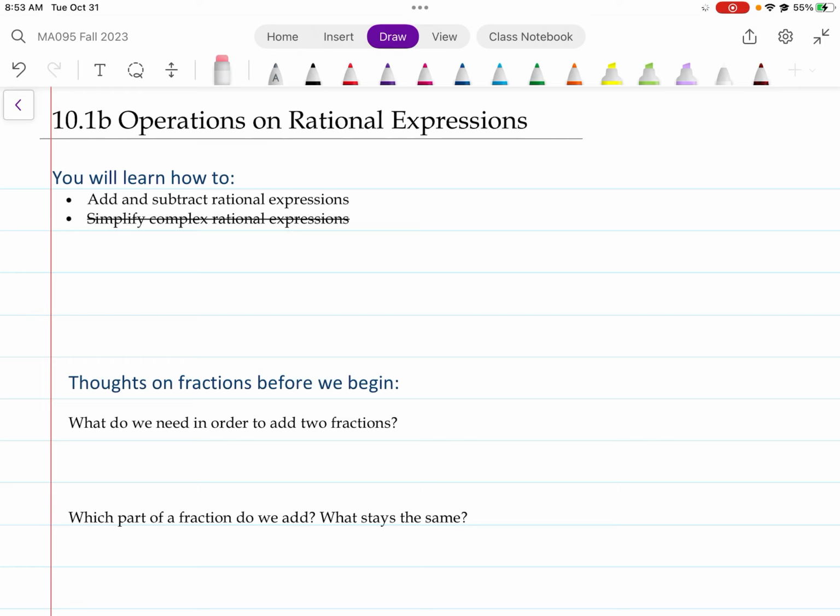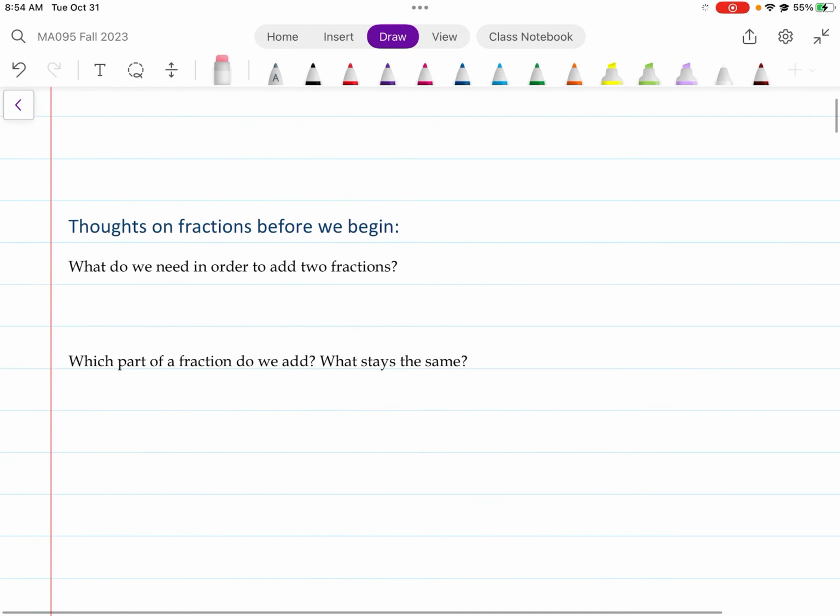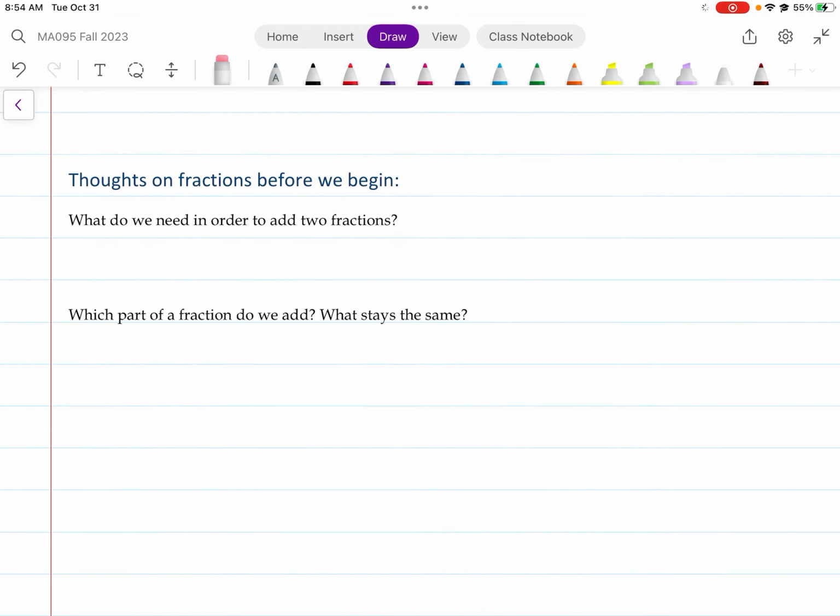I am going to talk today about operations on rational expressions. In the last video, we talked about multiplying and dividing, and today we are going to talk about adding and subtracting, which, as with all fractions, which is what a rational expression is, is a little bit more difficult and requires a few more steps. So let's look at some thoughts on fractions before we begin.